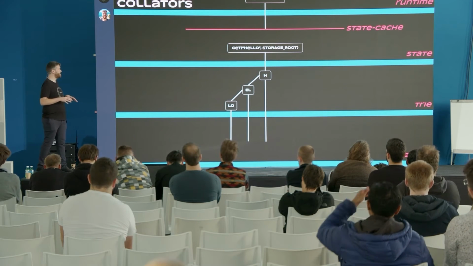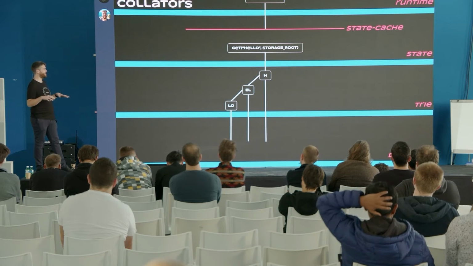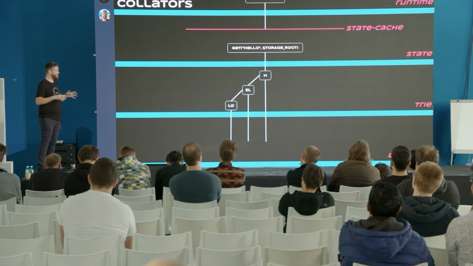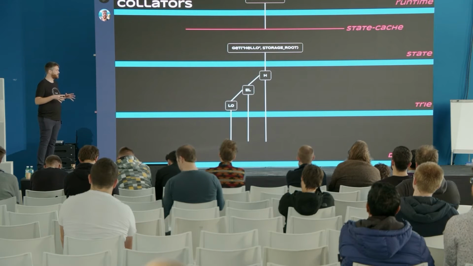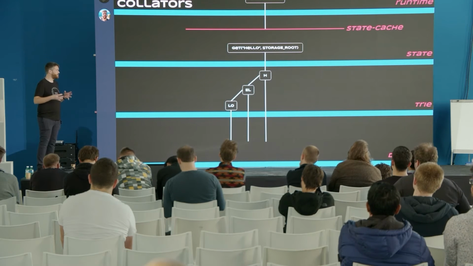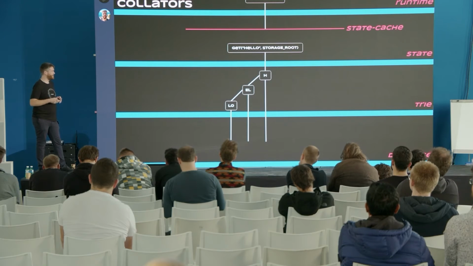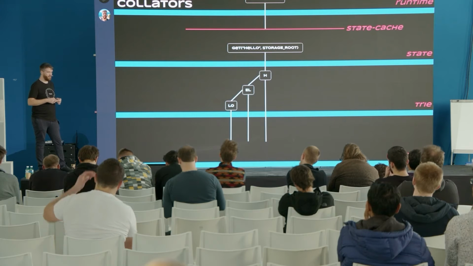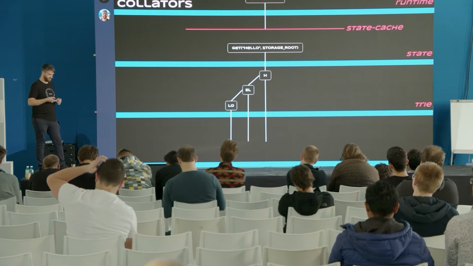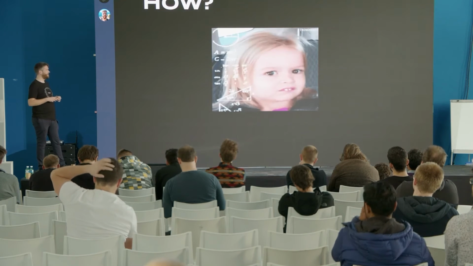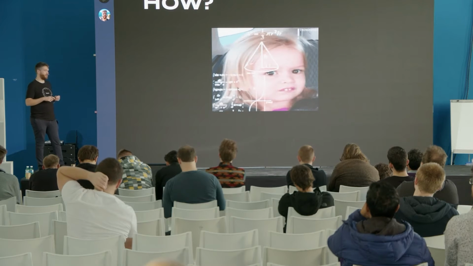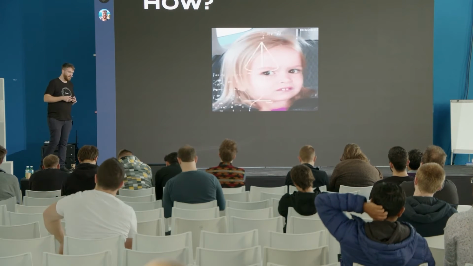So that was now the overview of why we want to have a different kind of cache, why we want to have this Trie cache. Next, I want to get into the how. So, how did we implement this Trie cache?